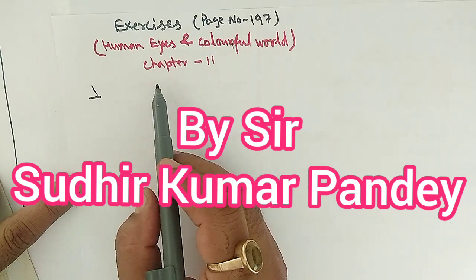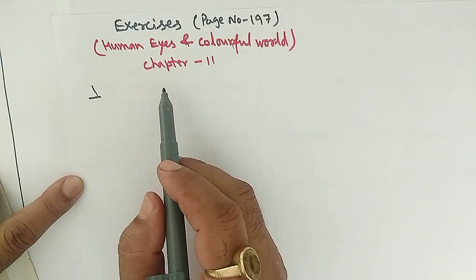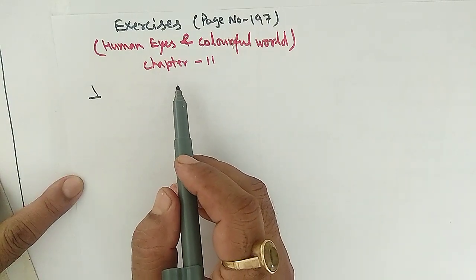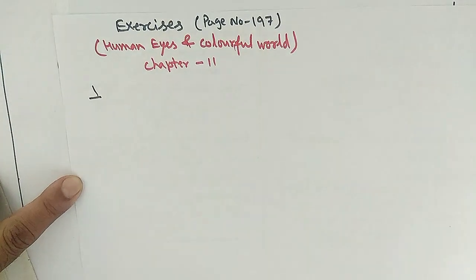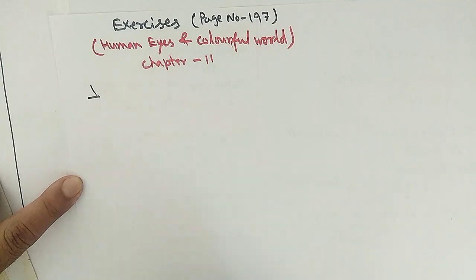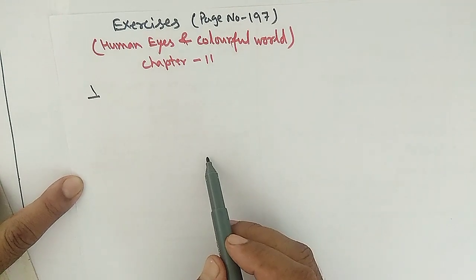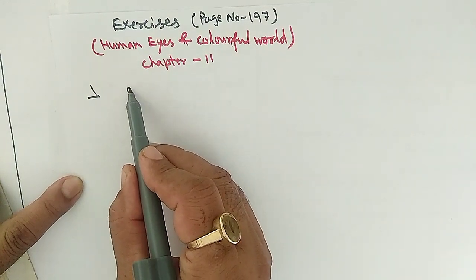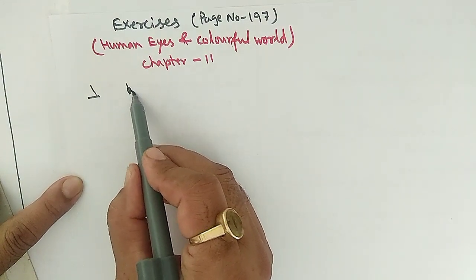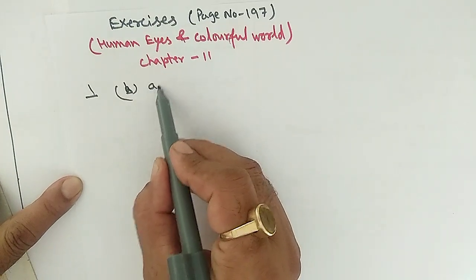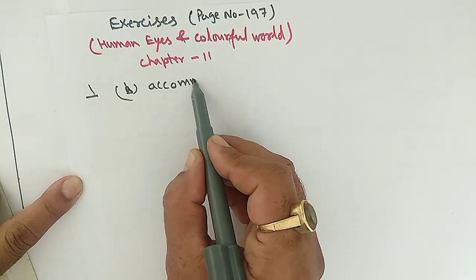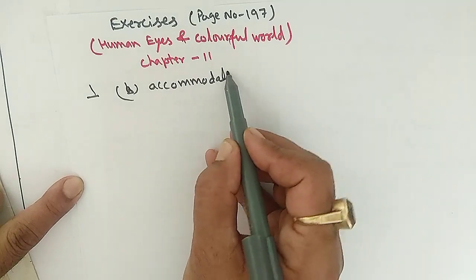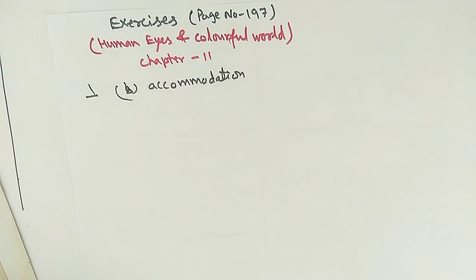See the first question. The human eye can focus objects at different distances by adjusting the focal length of the eye lens. This is due to, you can see the four options: presbyopia, accommodation, nearsightedness, and farsightedness. You know the answer of the first question is the B part, that is accommodation. This property is known as accommodation, to change the focal length.